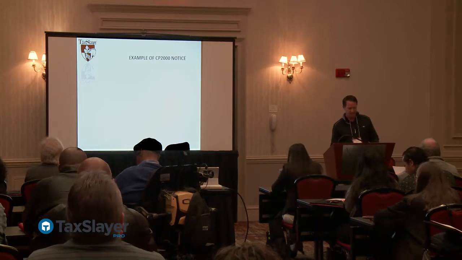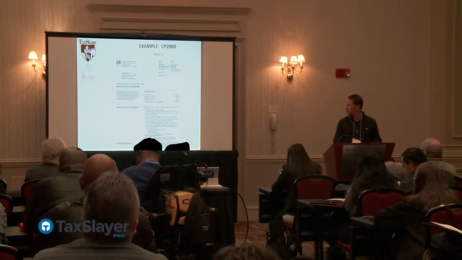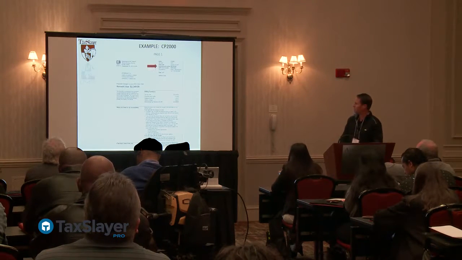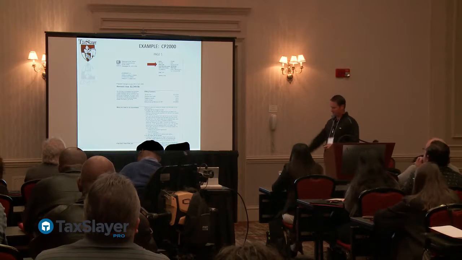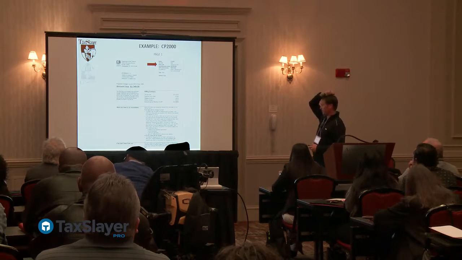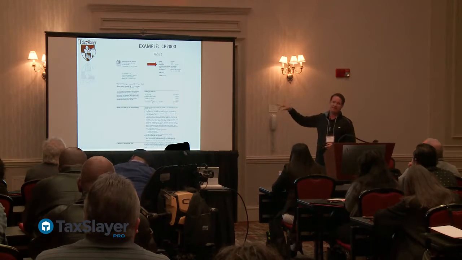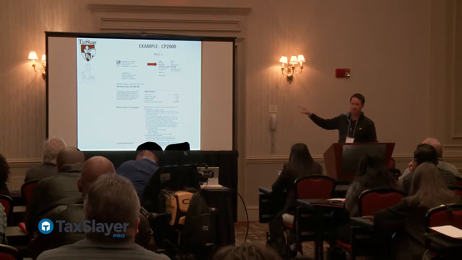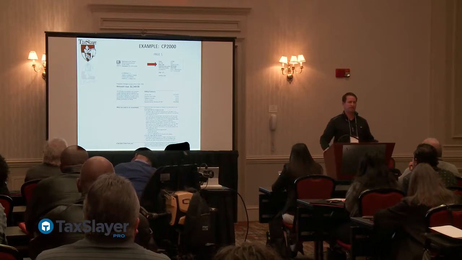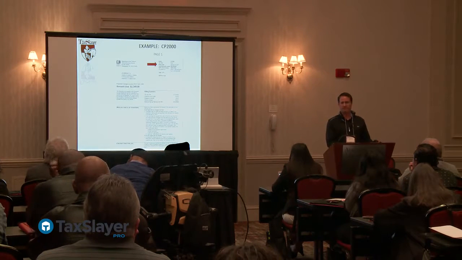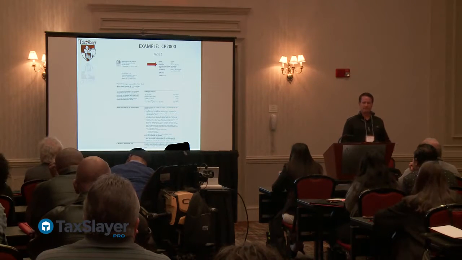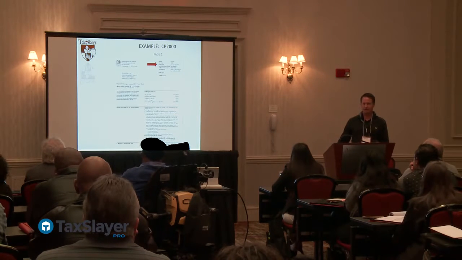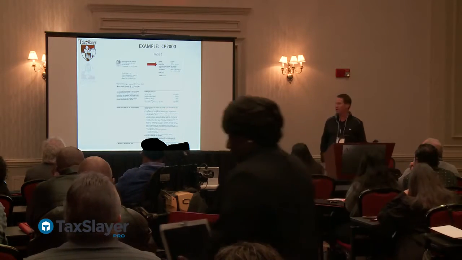So an example of the CP 2000 notice. Again, most of you are probably familiar, but a couple of things I want to point out. First is here at the top, gives you a summary of a few things, including the tax year in question. It's very important to notice the tax year in question so that you're comparing it to the proper tax return, because a lot of times the assumption is it's the return we just filed, but it may be 2 years back. So look at the tax year that they're questioning.